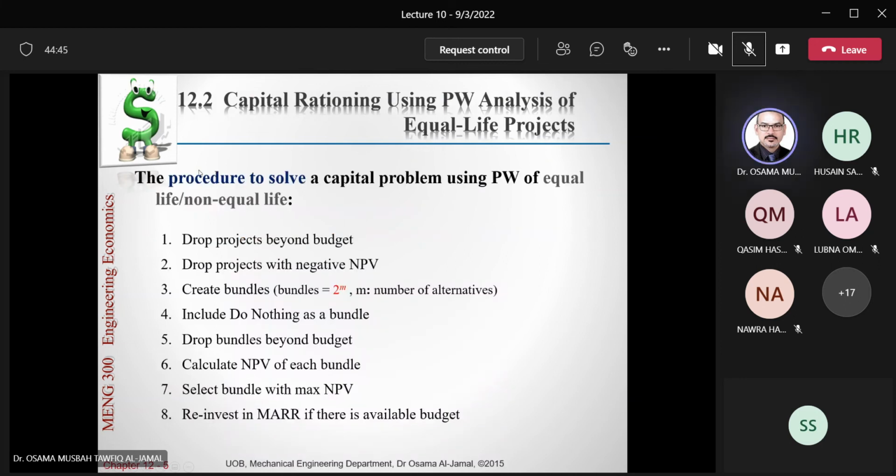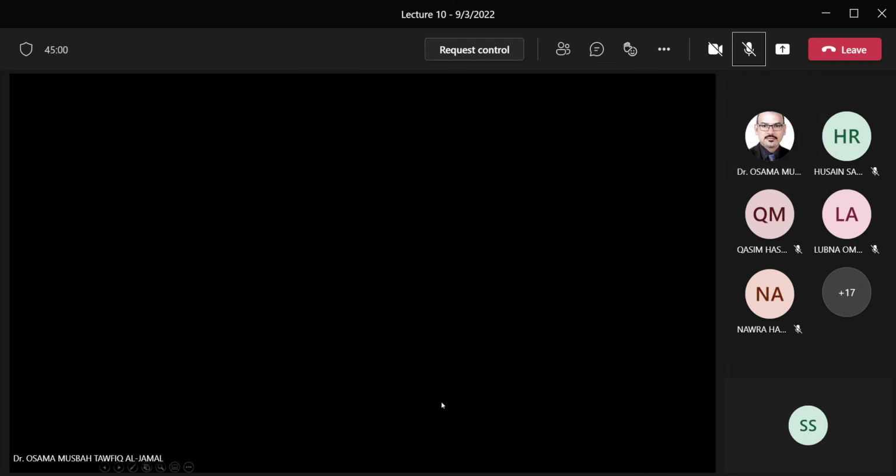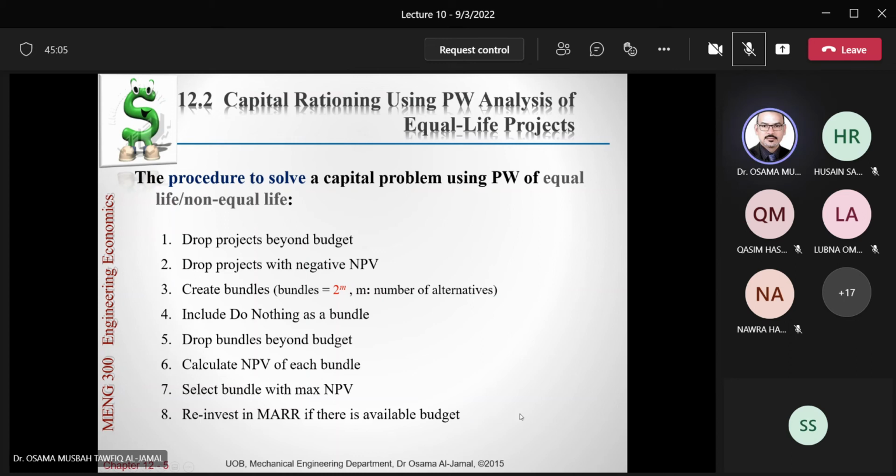Let's see the procedure to solve a capital budgeting problem using the present worth of equal life and non-equal life. Exactly the same. Say now, for example, you have a project, or let's take a group of projects. We write them here. I have project A, project B, C, D, E, F.